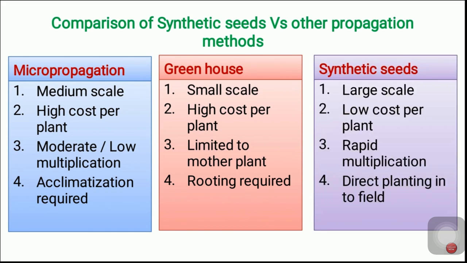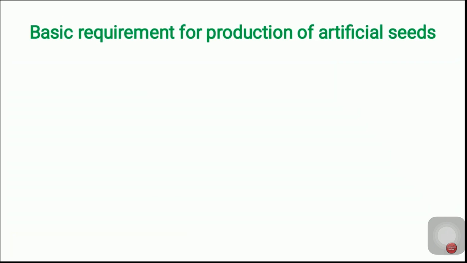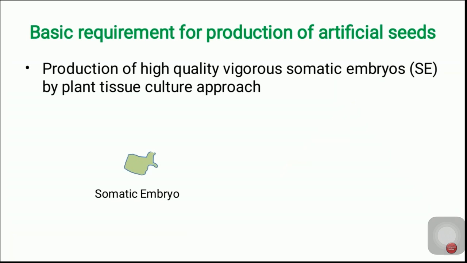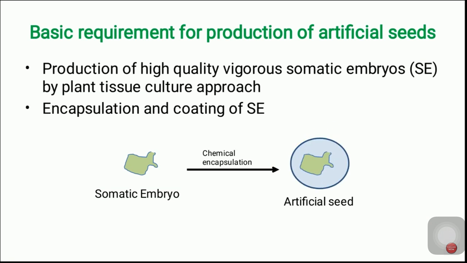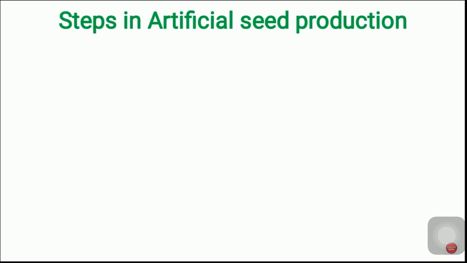Whereas in the case of synthetic seeds, we can produce on a large scale, and comparing total cost, low cost per plant is required, and rapidly we can multiply, and directly we can plant the seeds. The basic requirements for production of artificial seeds are production of high quality vigorous somatic embryos. We can encapsulate them with certain gelling and complexing agents so that we will get the artificial seeds.